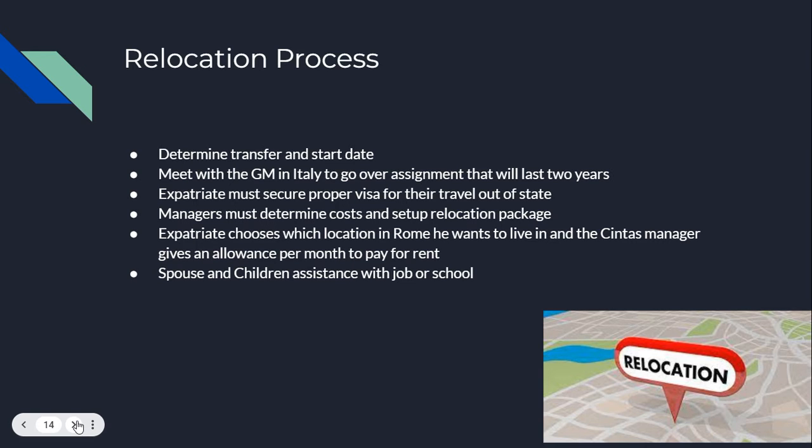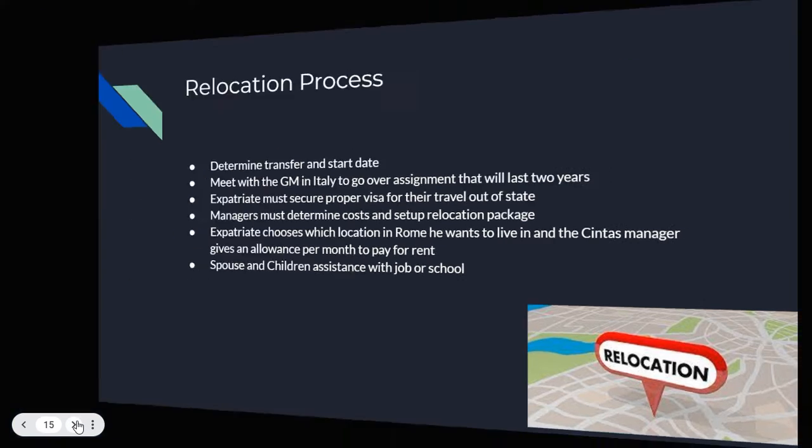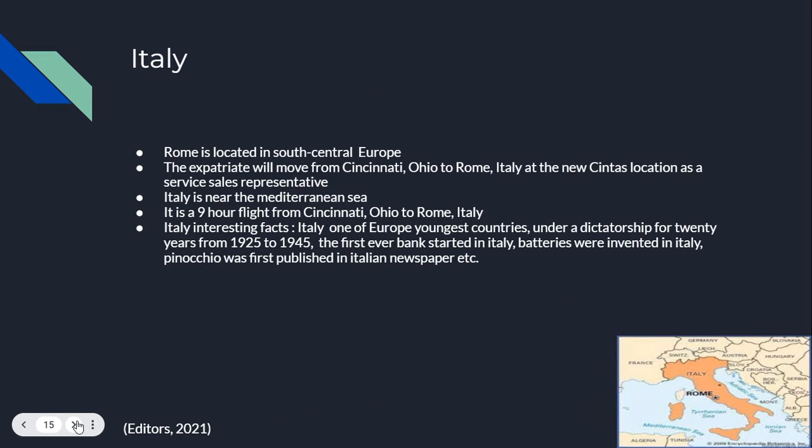Managers must determine the cost and set up relocation packages that the expedite would be receiving. The expedite must choose which location in Rome he wants to live in, and the Cintas manager gives an allowance per month to help pay for rent during his time there. Spouse and children have assistance with job or school, if the spouse decides to work.